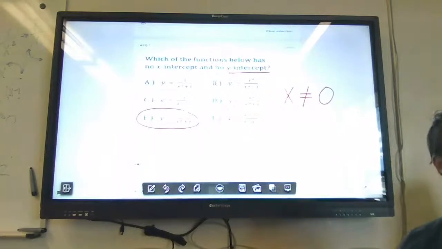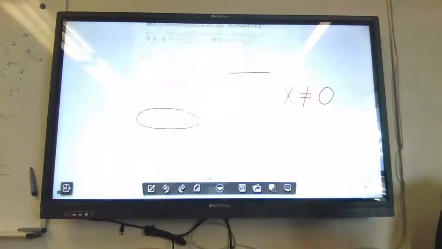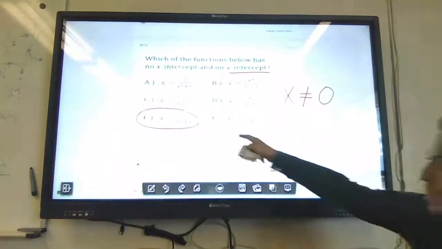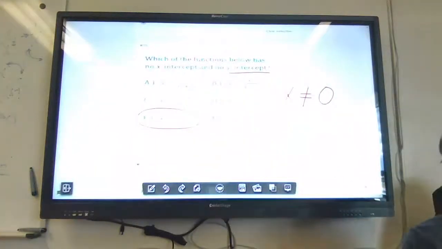Sure there's no questions here? It's weird. Yeah. Okay. But we can also confirm. That's kind of funny. There's no x-intercept because the top is just a 1. Okay.